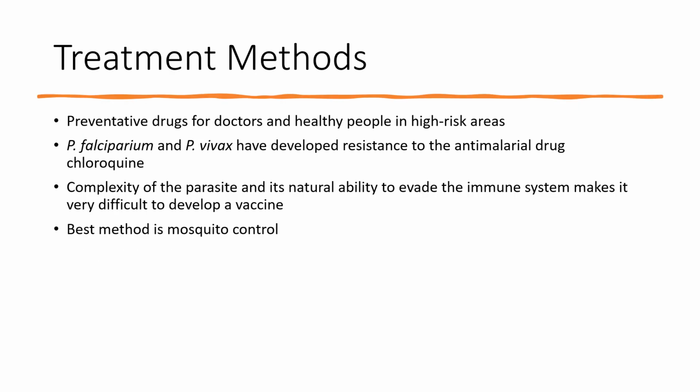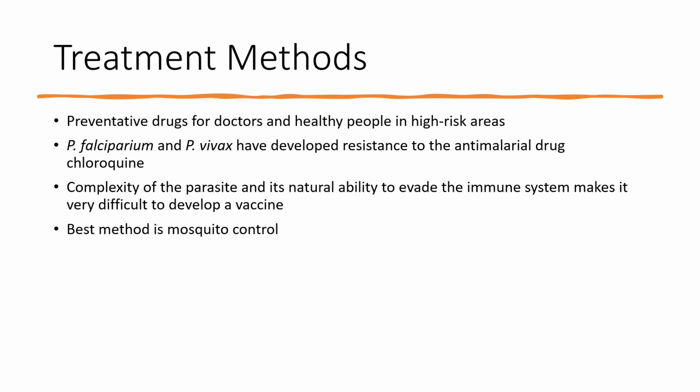So, some of the treatment methods and preventative methods to protect against malaria and the spread of malaria. There are a multitude of preventative drugs for doctors working in high risk areas and also people that live in the high risk areas. Unfortunately, P. falciparum and P. vivax have developed resistance to the anti-malarial drug chloroquine, and the complexity of the parasite and its ability to evade the human's natural immune system makes it hard for scientists to develop a vaccine to work against malaria.